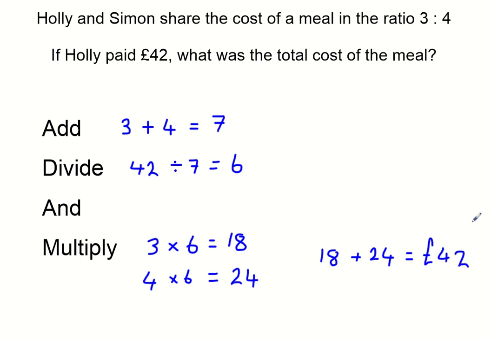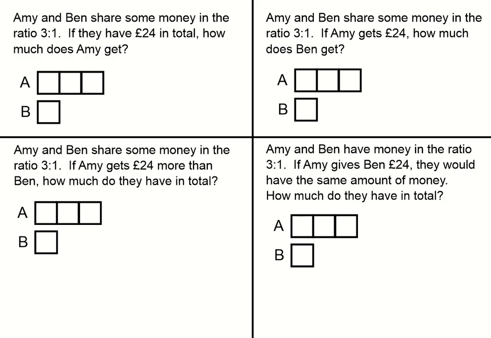And yet if you sense check that answer, you can see that it can't possibly be correct. How can the total cost of the meal be the same as what Holly paid on her own? The method didn't work. So we need to find a better way of thinking about these questions. So let's have a look at 4 very similar questions.